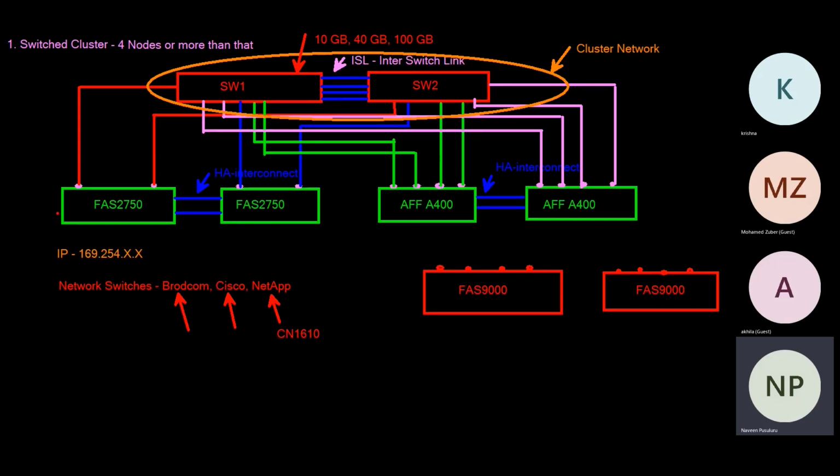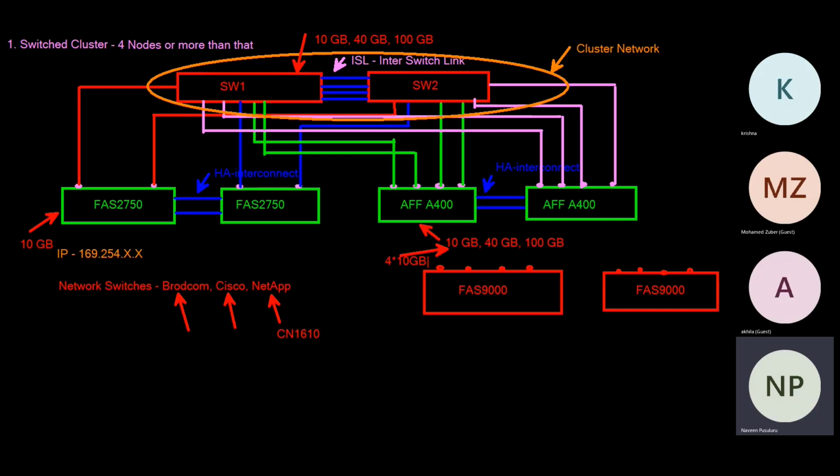Then they'll tell us FAS 2750 will only support 10 GB speed configurations, and the AFF A400 will support all of them: 10 GB, 40 GB, and even 100 GB configurations. But if we select a 10 GB configuration, then we need to use 4 10 GB ports, 4 into 10 GB. During the discussion itself, they'll configure it according to our requirements.